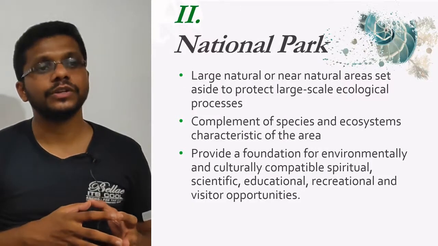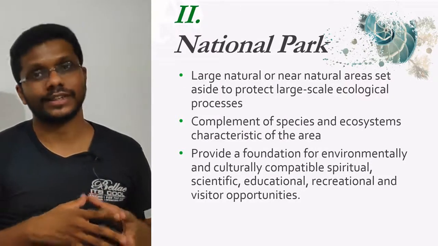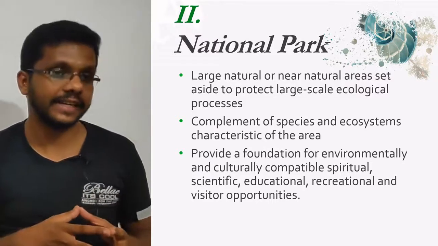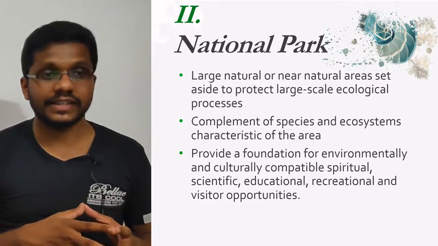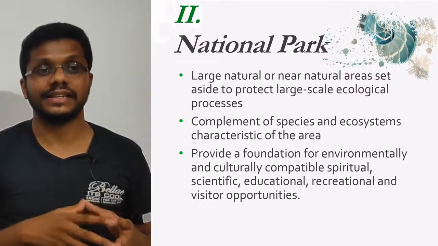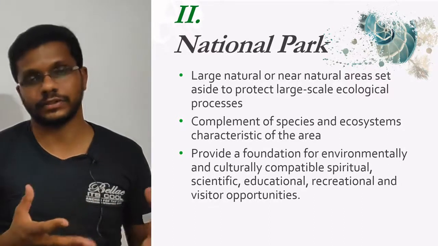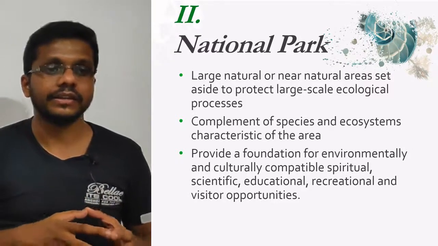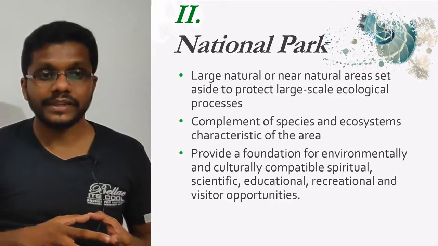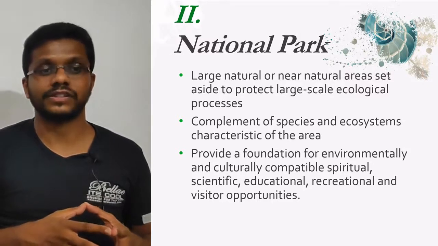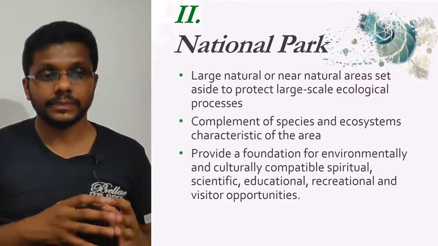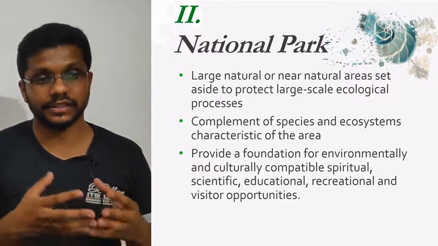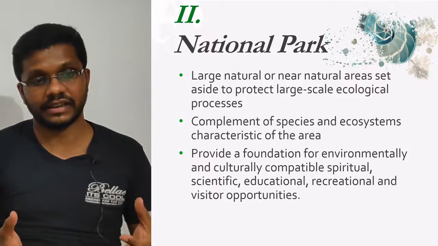Type 2 IUCN protected areas are called national parks. You guys already know about the national parks in India. They are large natural or near natural areas set aside to protect large scale ecological processes. So the area of a national park will be very large. It complements species and ecosystem characteristics of the area. It provides a foundation for environmentally and culturally compatible spiritual, scientific, educational, recreational and visitor purposes.